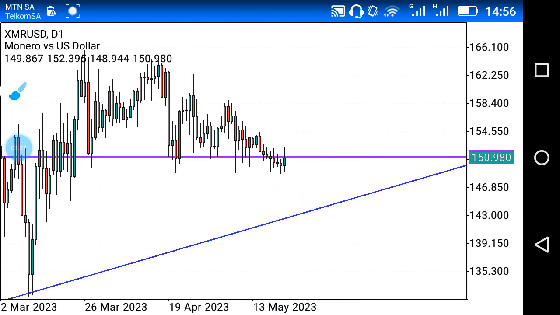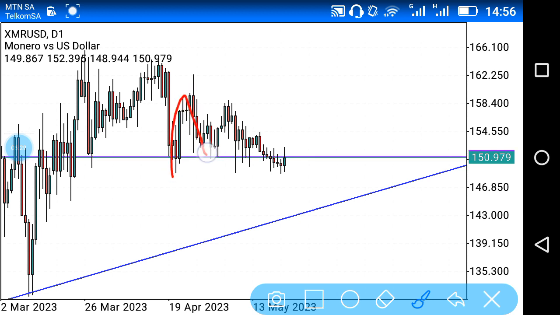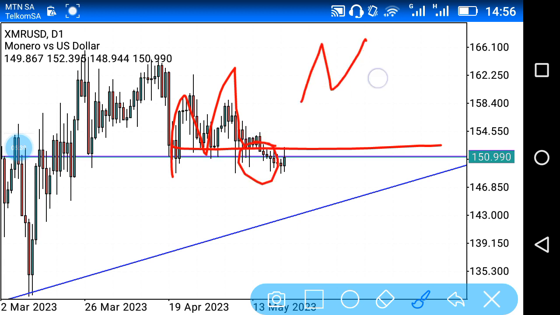To add to that, we also had another M structure over here, which had a neckline at that point, and we can see that the neckline at this level has been broken. And you guys know that ideally, whenever we have these patterns, such as the M formation, we want to see the neckline being violated to the downside, price heading back to the neckline to test it, and where the neckline is generally where we look for those potential selling opportunities, right?